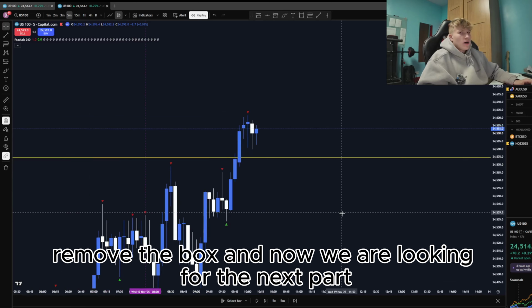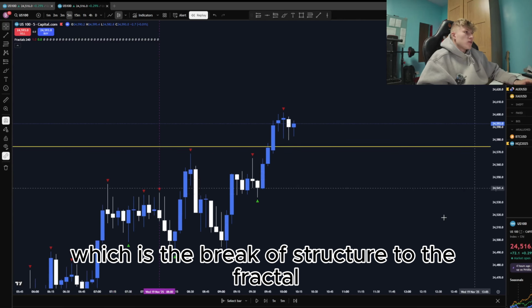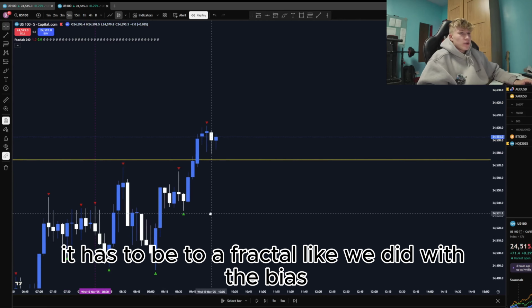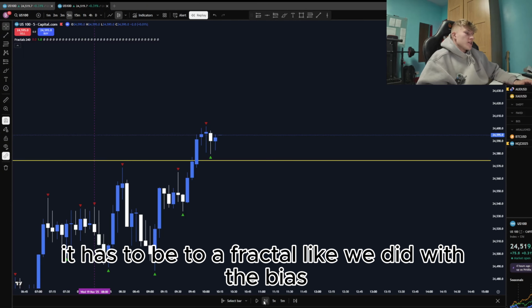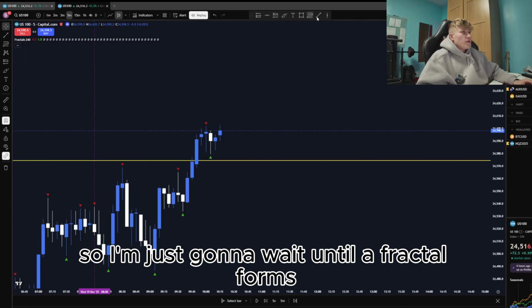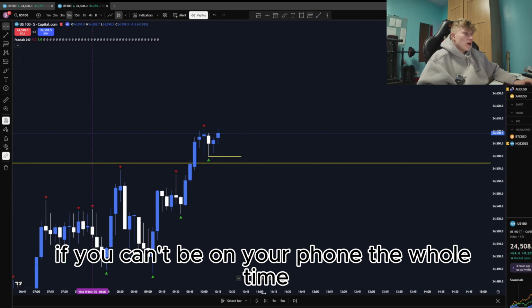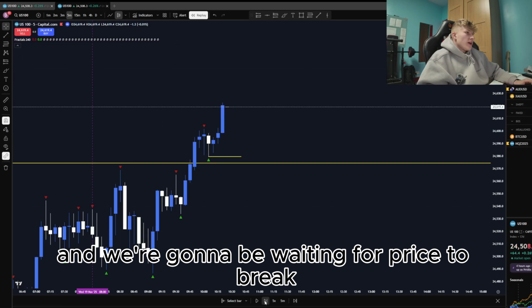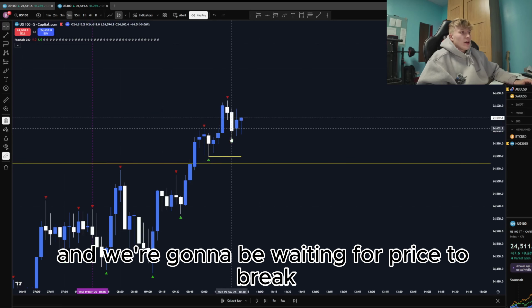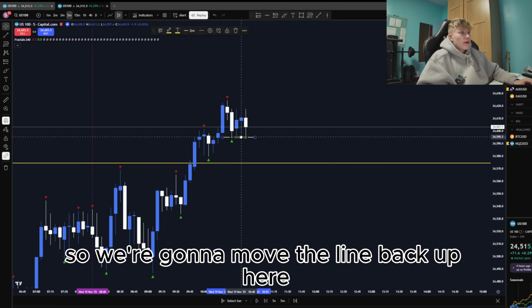looking for the next part, which is the break of structure to the fractal. Not just any break of structure, it has to be to a fractal like we did with the bias. So I'm just going to wait until a fractal forms, which we get right here. I'm going to draw a little line saying this is the fractal, maybe set an alert if you can't be on your phone the whole time. And we're going to be waiting for price to break. Now we've got a new fractal, so we're going to move the line back up here.